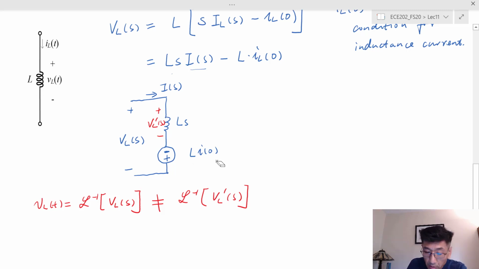So this one I call V sub L prime S. And this term is not the total inductor voltage. This is only part of the inductor voltage, right? So this is one thing we need to pay attention to if we use this equivalent circuit in solving any actual circuits.